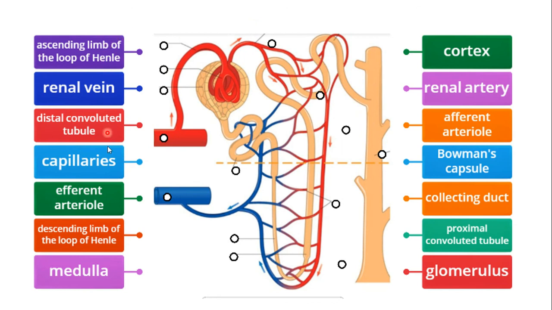Again, these labels are not in the correct position. They are giving you the words. You're going to use the arrows and the words that they give you to accurately point to the labeled structures of the nephron.